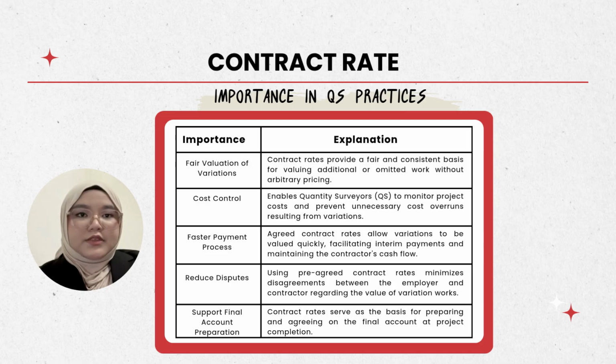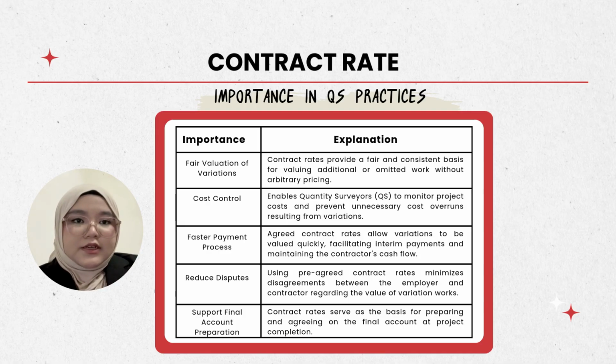Here are the importance of contract rates in QS practice. The first one, fair valuations of variations. Contract rates provide a fair and consistent basis for valuing additional or omitted work without arbitrary pricing. Next, cost control. It enables the quantity surveyor to monitor project costs and prevent unnecessary cost overruns resulting from variations. Next is faster payment process. Agreed contract rates allow variations to be valued quickly, facilitating interim payments and maintaining the contractor's cash flow.